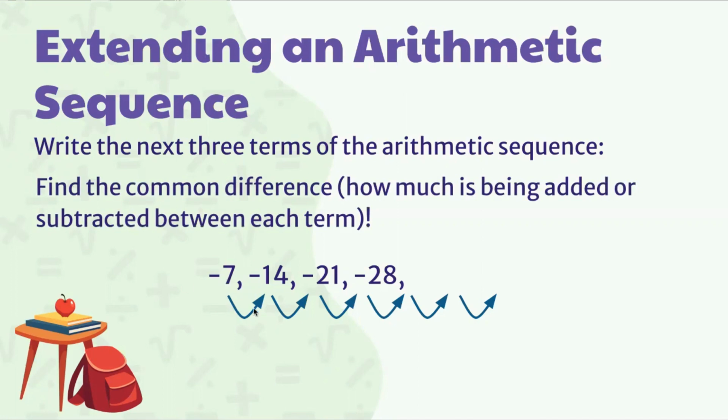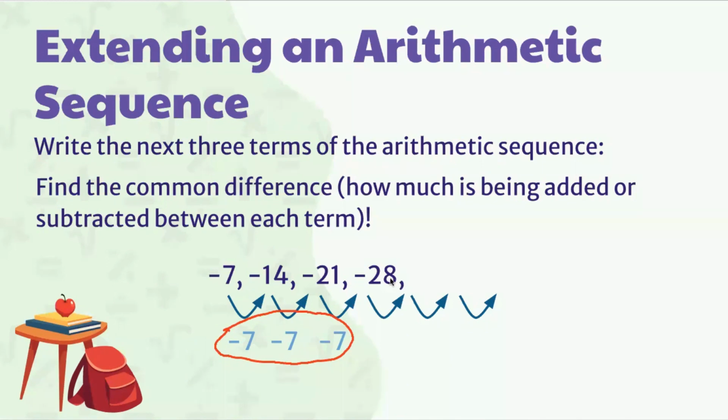And once you find that, you can go ahead and keep using that common difference to find your next 3 terms. So to get from -7 to -14, you're subtracting 7. From -14 to -21, you're subtracting 7 again. And to get to -28 from -21, you're subtracting 7 once more. And so now we've established that our common difference is -7.